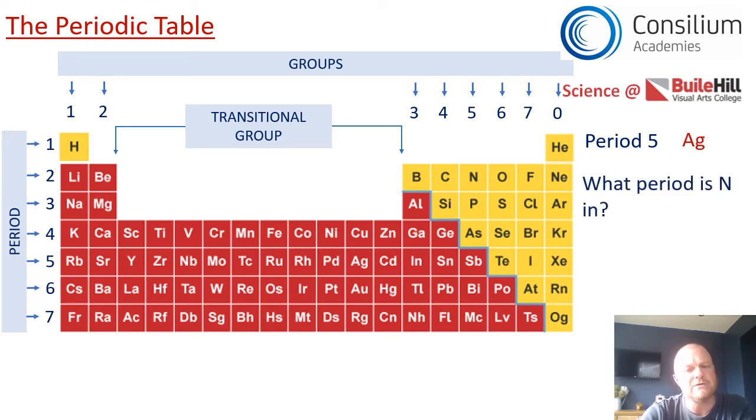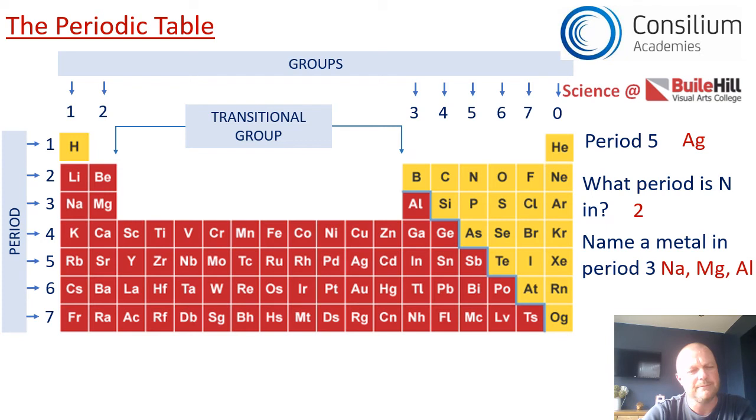If I was to ask you to tell me which period N is in, then I would have to tell you where N is first. It's a non-metal. You found it? Well done. It's in period 2. And if I was to ask you to name me a metal in period 3, what would you say? Well, there's three possibilities. It's either Na, Mg, or Al. Can't be any of the others because they're non-metals.